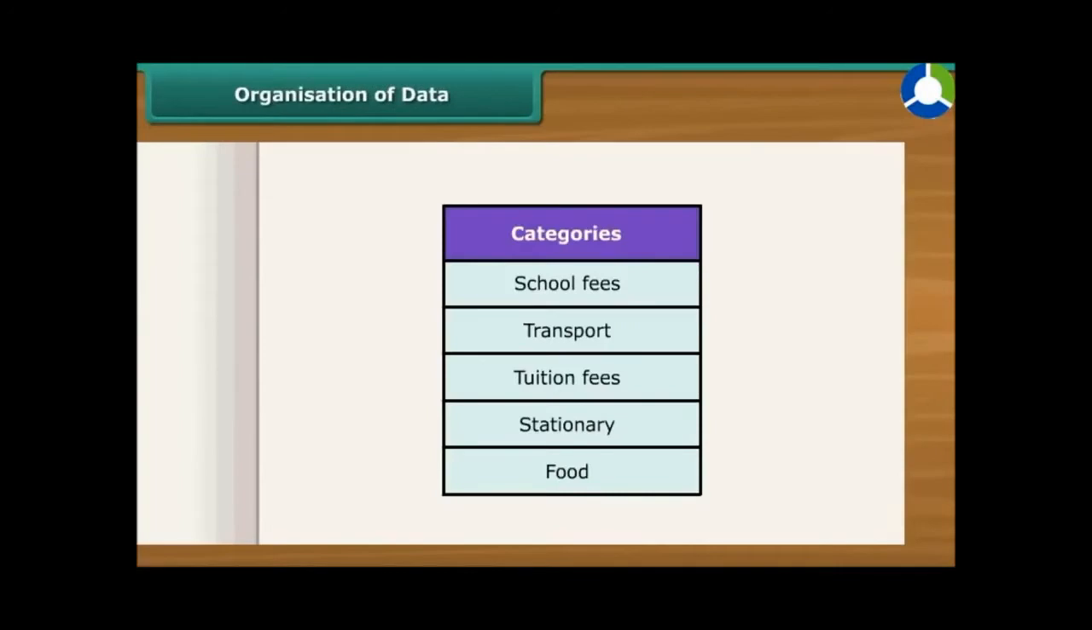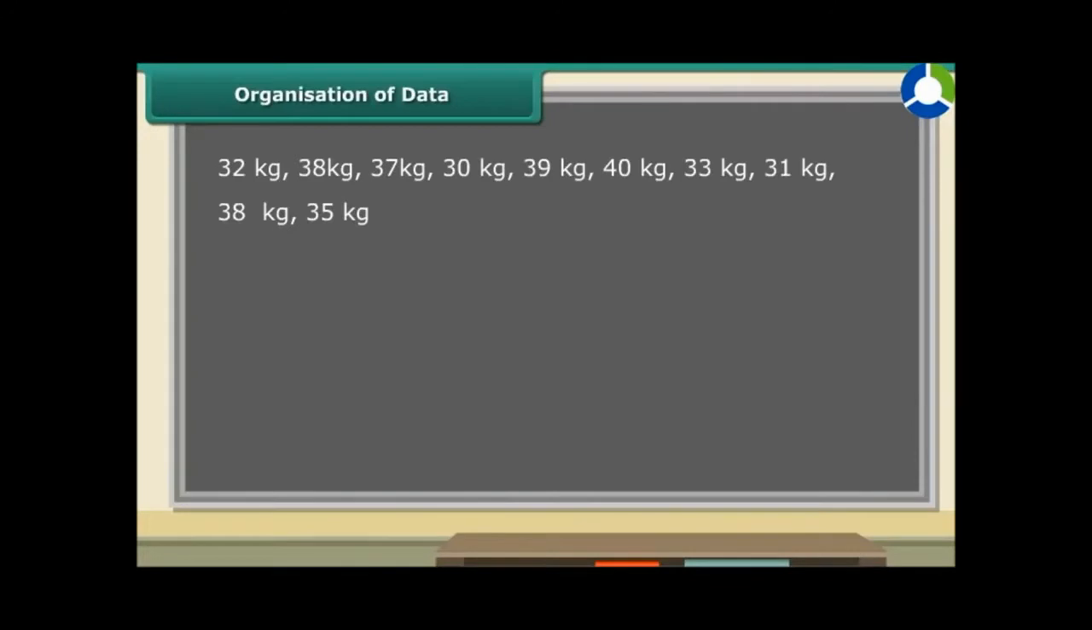We collect data to record and organize it. But why do we need to do that? Look at the following data. A class teacher of class 7th listed the weight of 10 students in this way. Is this data easy to understand?